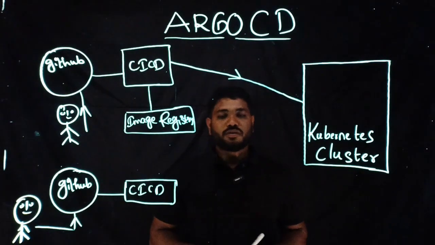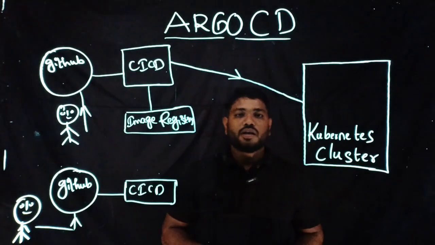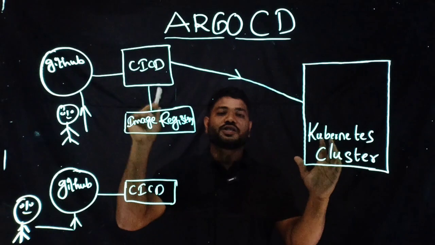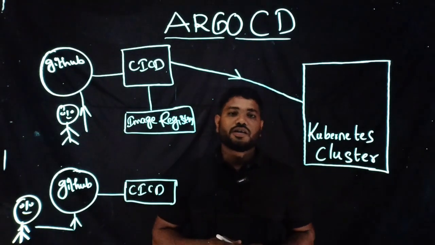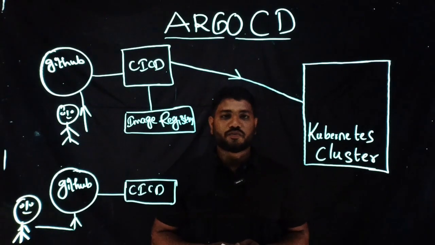That is the issue the whole industry has been facing: making a connection between the Kubernetes cluster and Jenkins is a kind of tedious task. That's where ArgoCD came into the market, and it has resolved such a complicated issue.